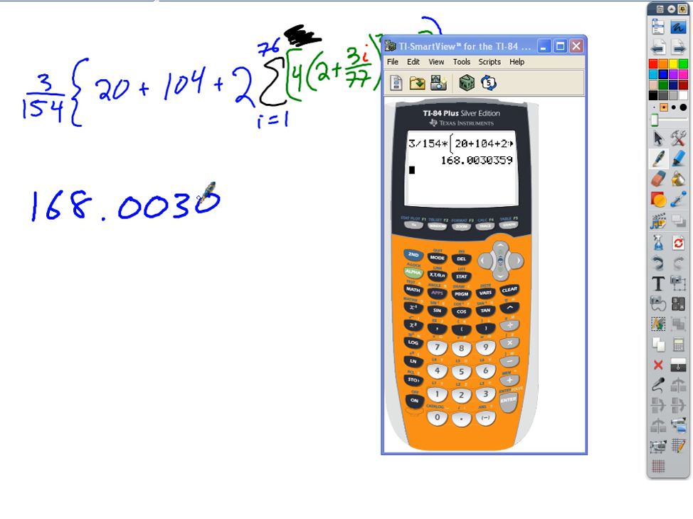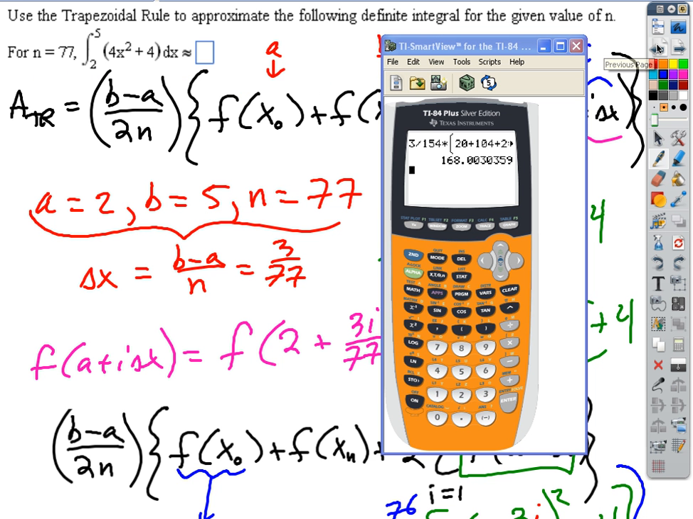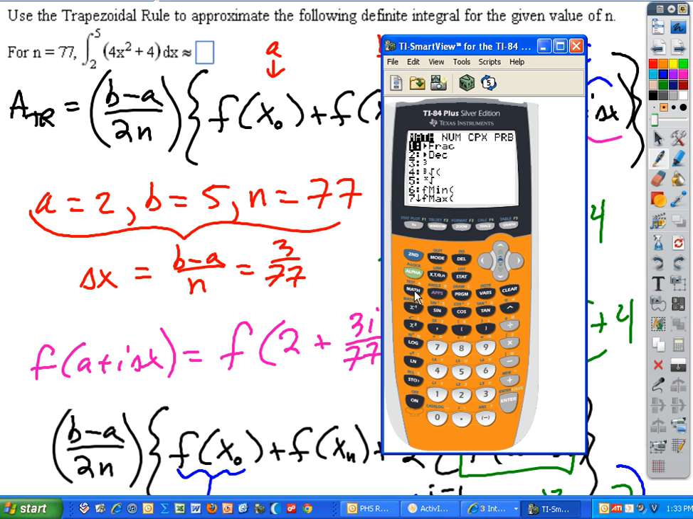easily. All we have to do is there's our original problem, right? So we could just do math 9. We're going from 2 to 5, and it's the quantity 4x squared plus 4 dx, and look at that, 168. Pretty close. Usually it's off. 0.003 off.